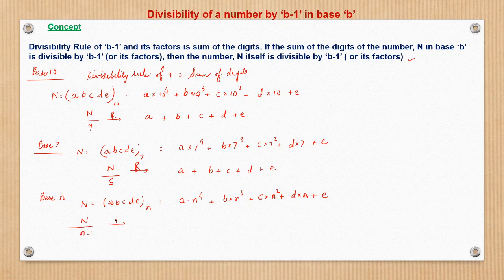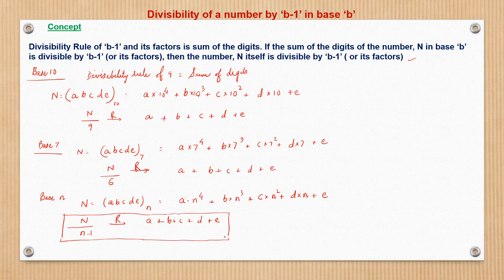n upon n minus 1 gives remainder 1, n square upon n minus 1 gives remainder 1, so 1 cube is 1. So here we know it will be a plus b plus c plus d plus e. That is what is written in the statement form here, and this is the generic derivation which we have seen now.